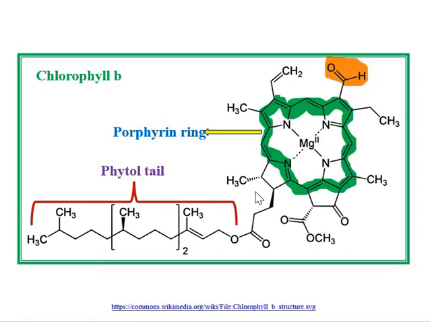Chlorophyll B. The only difference is the presence of this group. Here the group is CHO, while in the case of chlorophyll A, this group is a methyl group. The rest of the structure is the same, and likewise chlorophyll B also binds to the thylakoid membrane through this phytol tail.